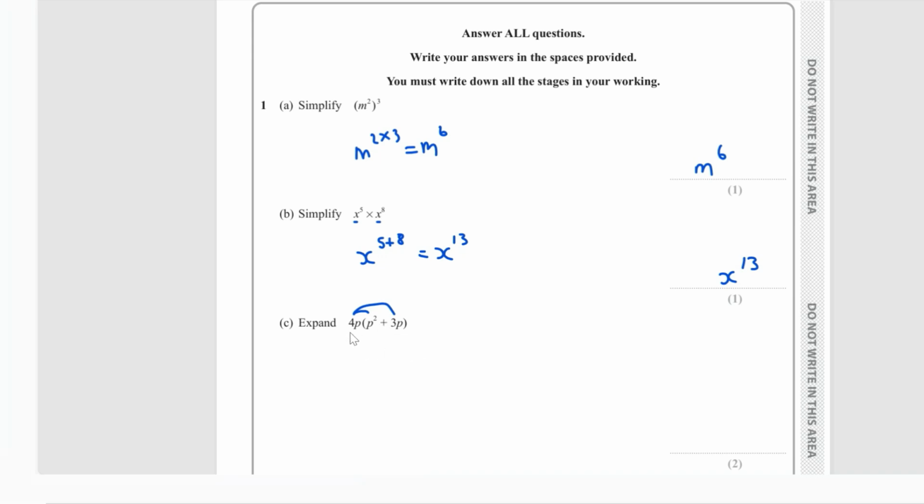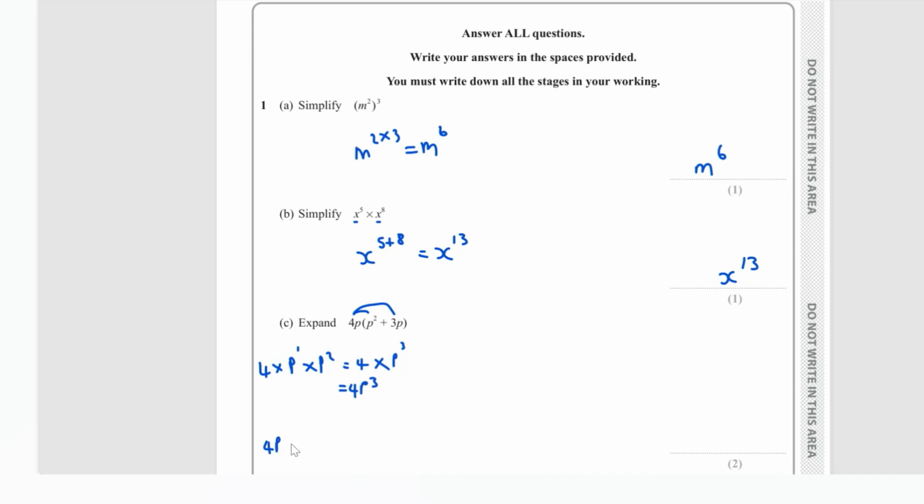So if we look at this first number here, we can break this down by writing it as 4 multiplied by p, which is 4p, multiplied by p squared. This p has an invisible 1 there, so we've got the same base number we're multiplying, so we can add these two together. So that will now become 4 multiplied by p to the power of 3. So that will just be 4p^3.